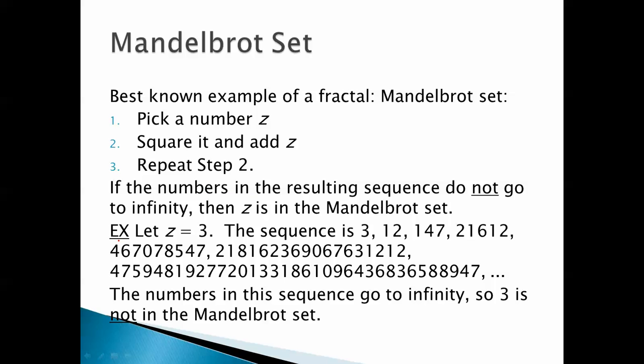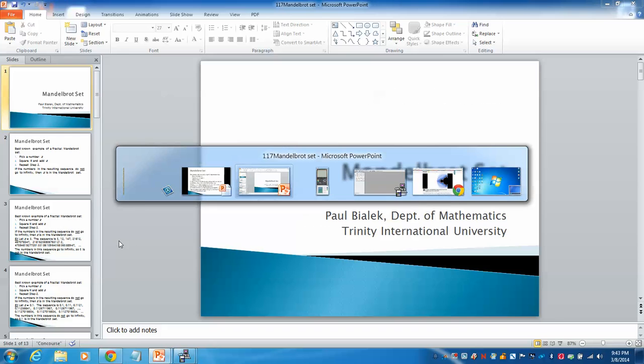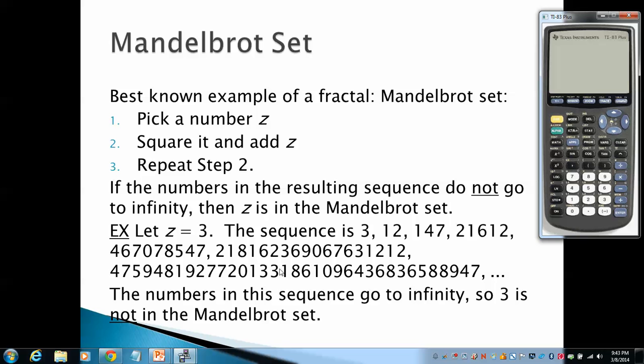So for example, let's say z equals 3. Here's what we want. Again, pick a number z, square and add z, repeat step 2. Let me show you what this would look like on the TI. So pick a number z. Let's turn this on. So in this case, clear. Okay, so z is 3. So we just press enter. Enter. So we want to square our previous answer and add z.